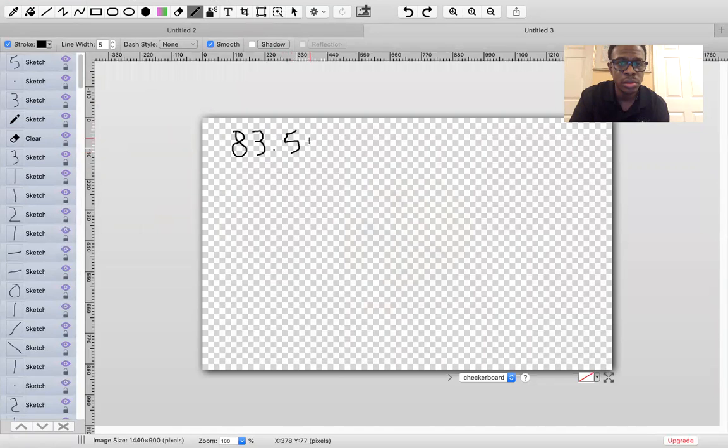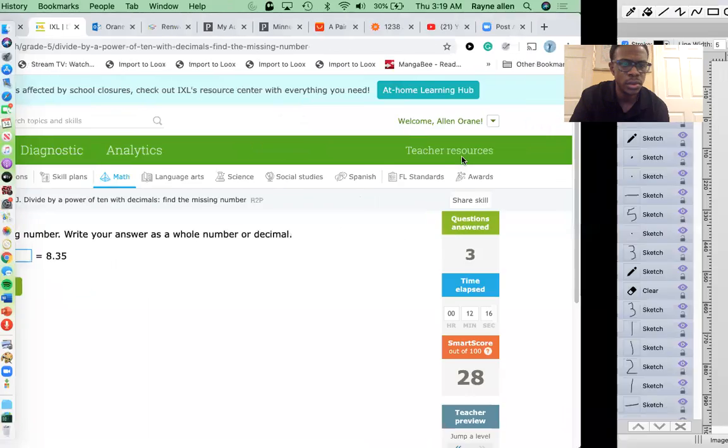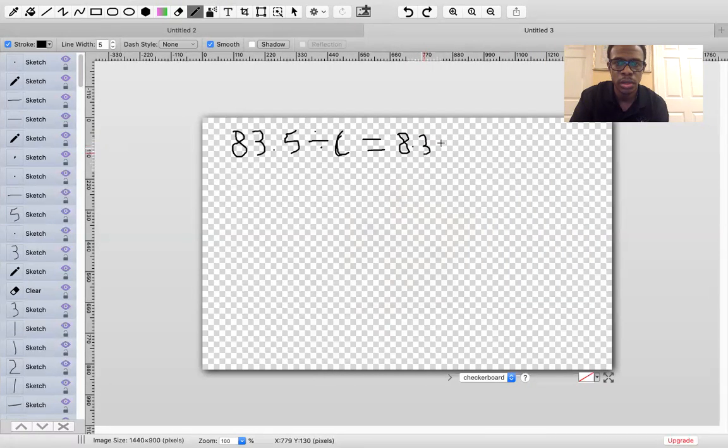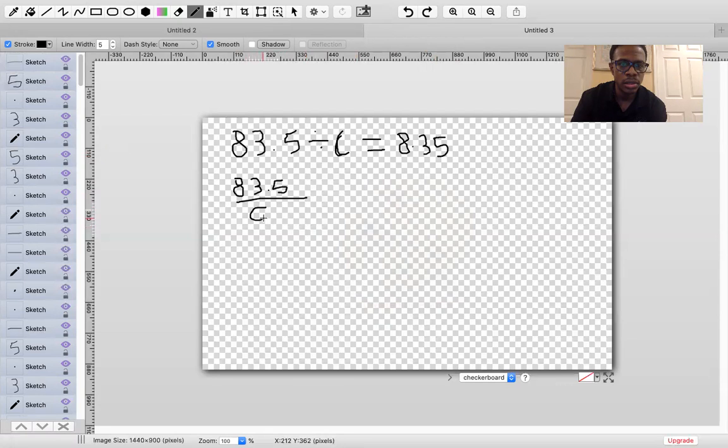83.5 divided by, let's go with J. You know what? Let's go with C. My hand decided on C. Is equal to 8.35, I believe. Yeah, 8.35. So 83.5 divided by C is equal to 8.35. So let's rewrite that. We have 83.5 divided by C is equal to 8.35.